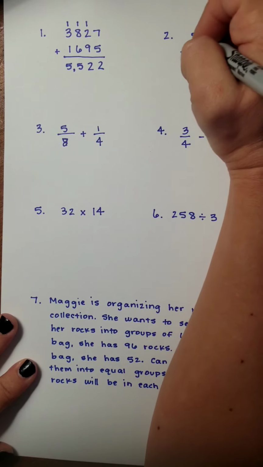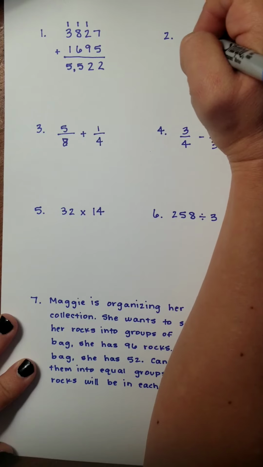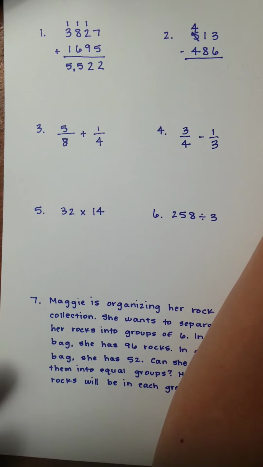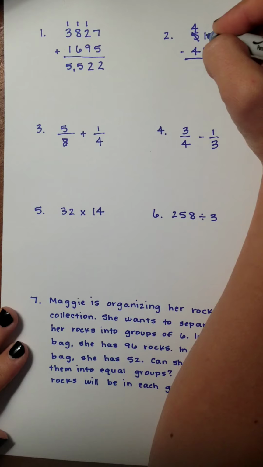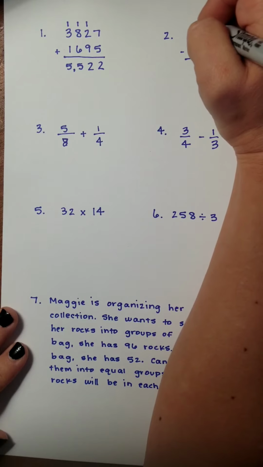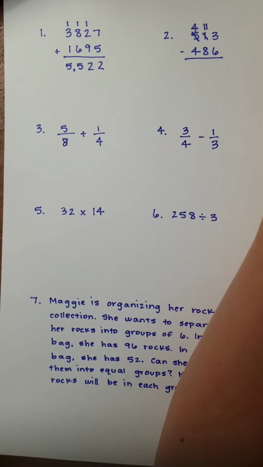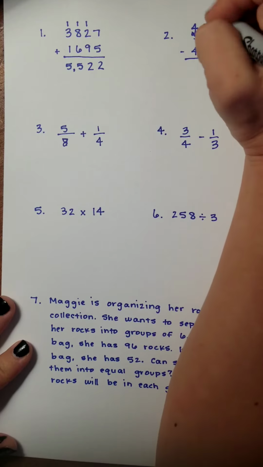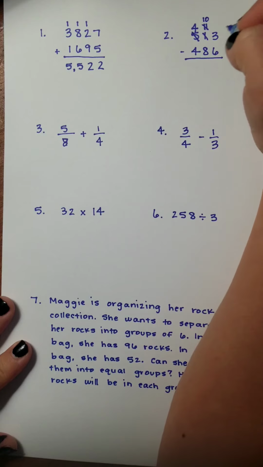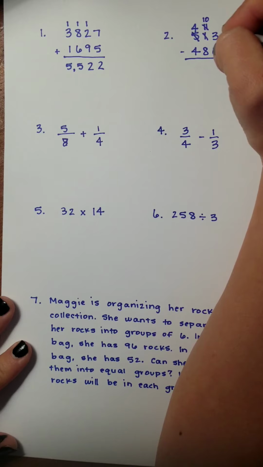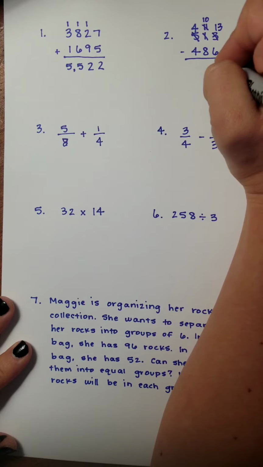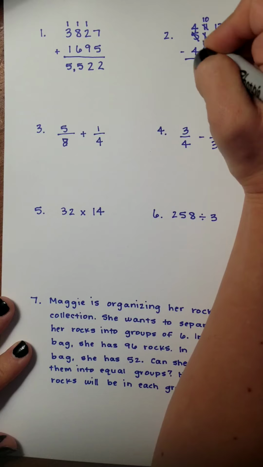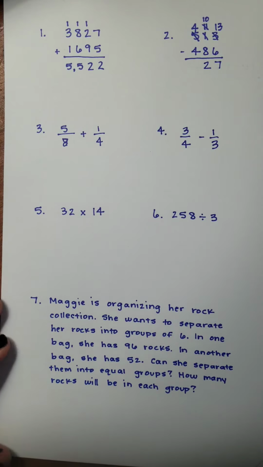So I'm taking out one 100, and it's going to convert into 10 tens. So 10 tens plus 1 ten is 11. But I need to borrow again so that I can bring it into the ones. So I'm going to take out a 10. That makes it 10 right there. And I'm going to bring it over here, and it converts into 10 ones. And 10 plus 3 is 13. So 13 minus 6 is 7. 10 minus 8 is 2. And 4 minus 4 is 0. So my answer is just 27.